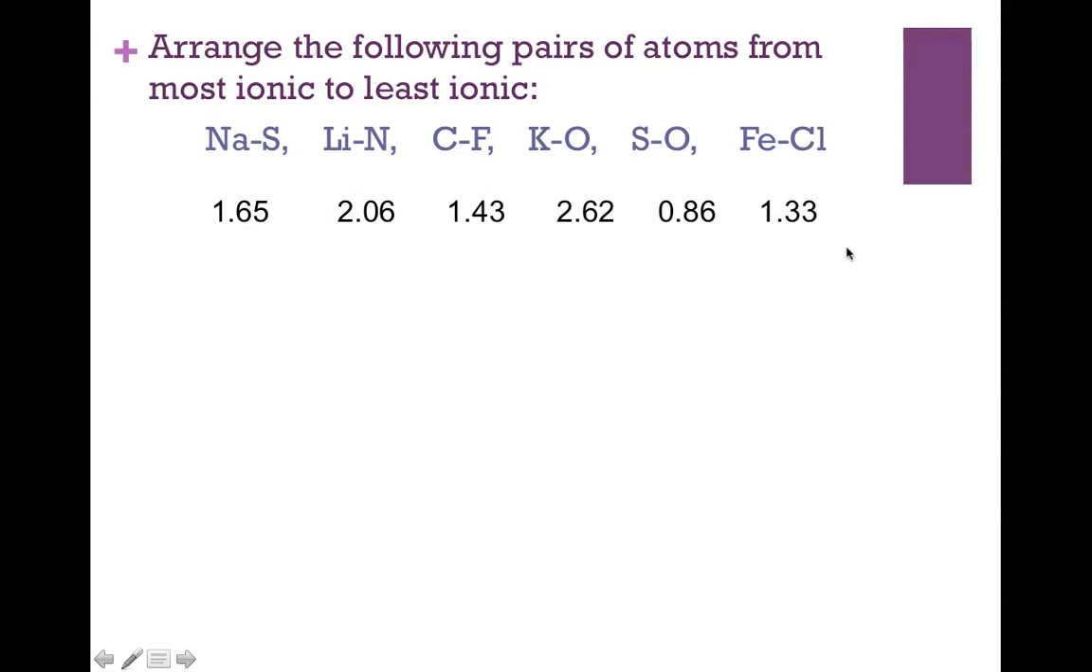Okay, so all you do is just find the number. The most is going to be potassium oxide with 2.62, and the least is going to be sulfur and oxygen with 0.86. So order those, least to greatest. Pause this video. When you're ready, press play.